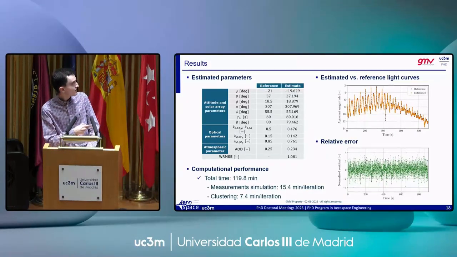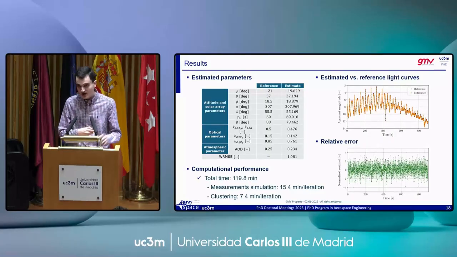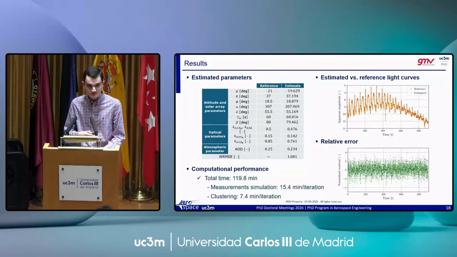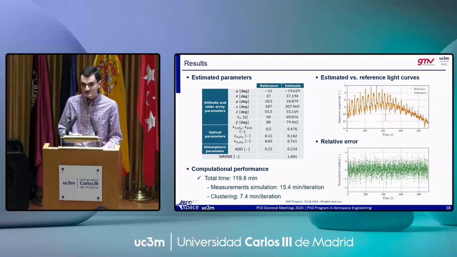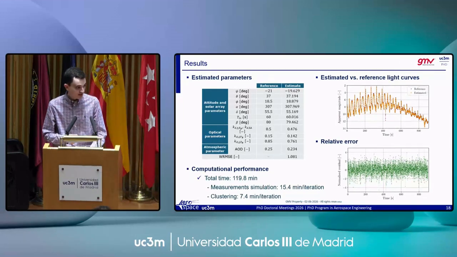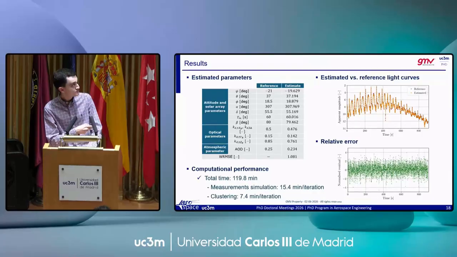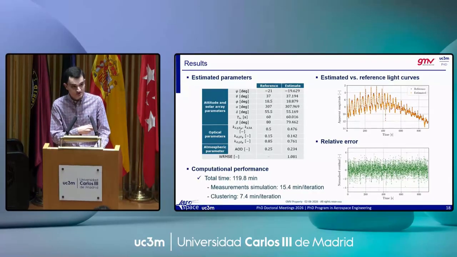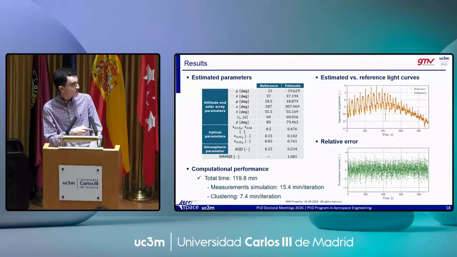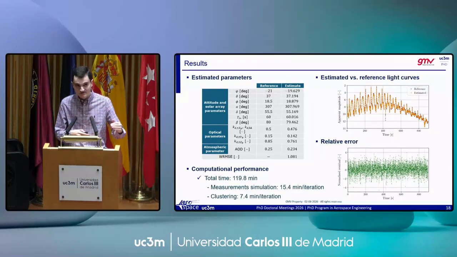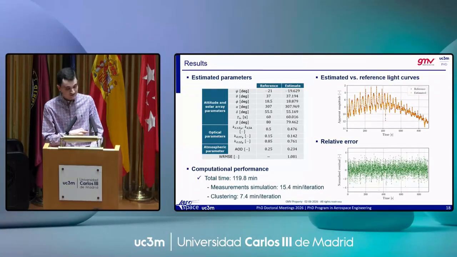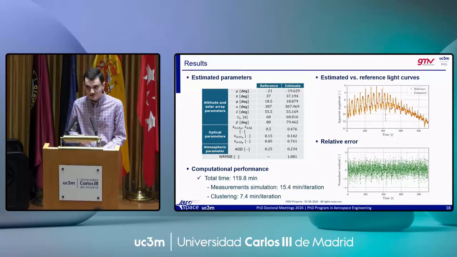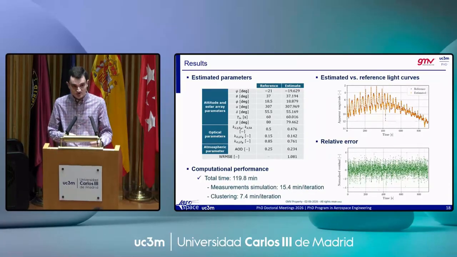As you can see, we get a weighted root mean square error around 1, which is consistent with the standard deviation of the noise. And these results produce that simulated or estimated light curve. And these are the residuals for each observation. You can see that most of the points fall within the ±2 standard deviation of the noise. The total computation time is around 2 hours, and the most demanding step is the simulation of the observation.